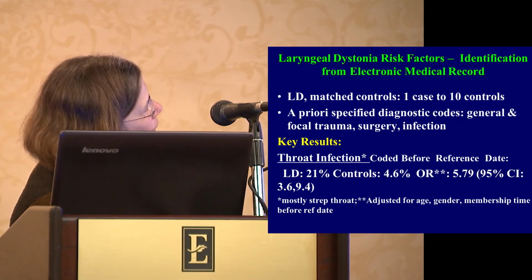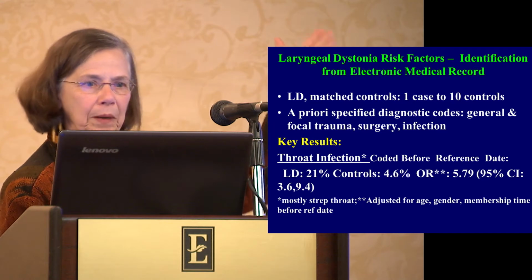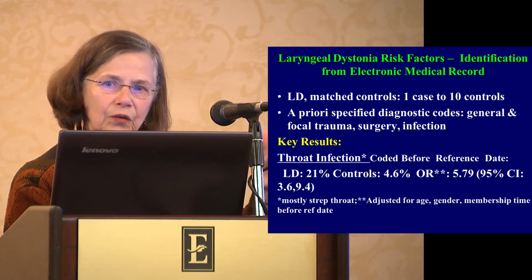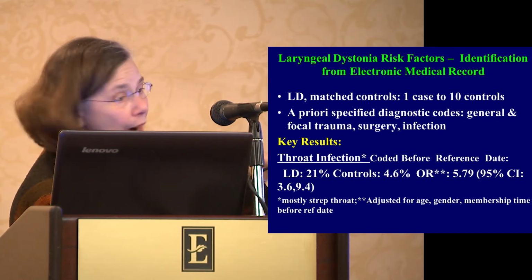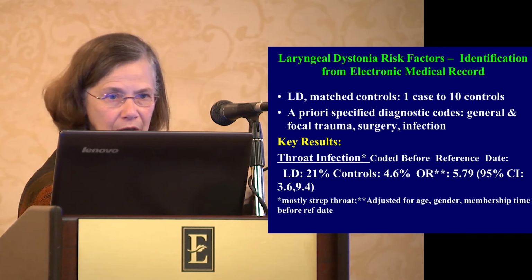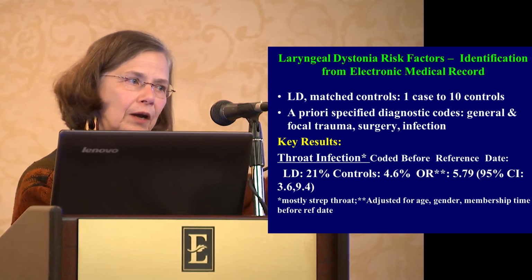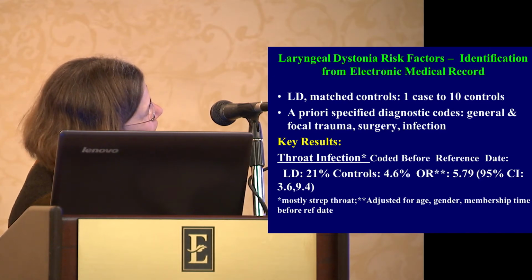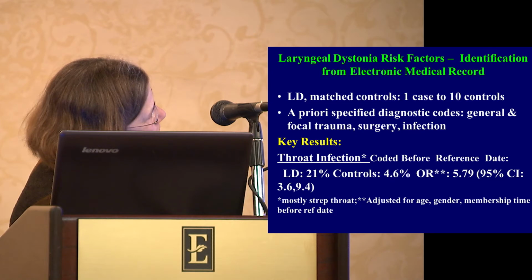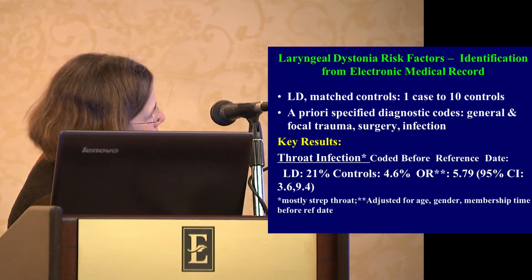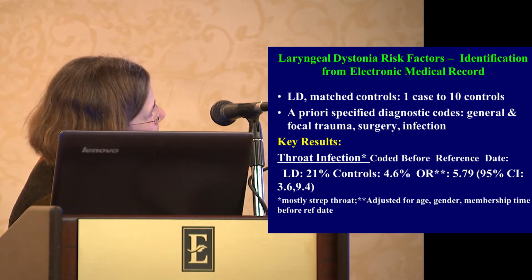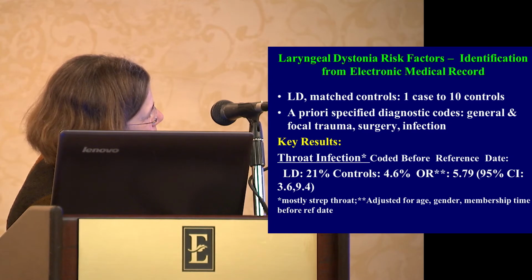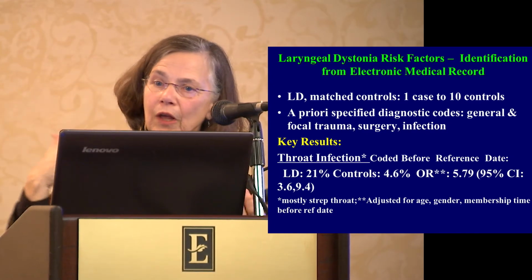And so we looked for what we call diagnostic codes, people who had been diagnosed with different kinds of features prior to the diagnosis of dystonia in the person with SD, or prior to that same equivalent time point in the controls. And what we found was that people had been diagnosed with throat infection, primarily strep throat, prior to the time of their diagnosis, more commonly if they went on to have spasmodic dysphonia than controls. And here it was almost a 6-fold increased risk.